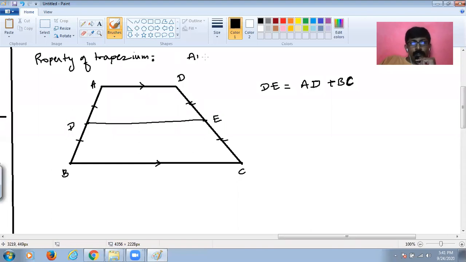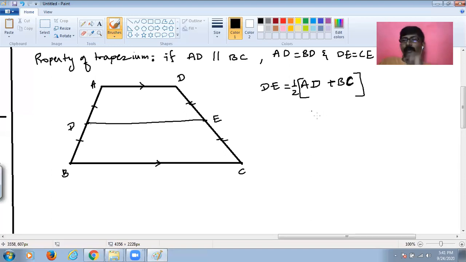So if AD is parallel to BC in the trapezium, one line is parallel to the opposite side, and if D is a midpoint of AB and E is a midpoint of CD, so AD is equal to BD and DE is equal to CE. Then DE, the line segment joining the midpoints of the two sides of the trapezium, would be equal to half of the sum of the two parallel sides. That's the property. I hope you understood, guys, this property.